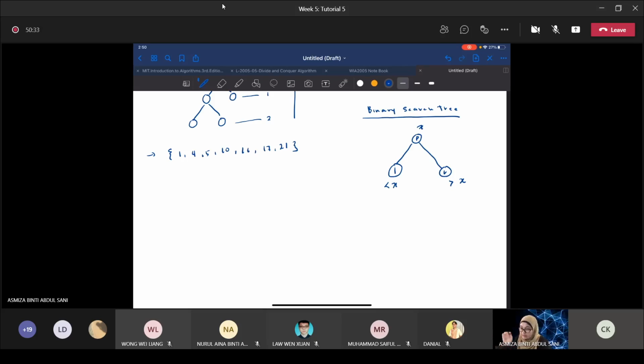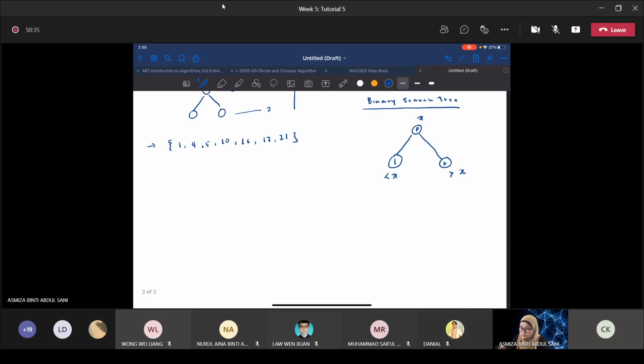Let's try and do the first one. Let's say we want a binary search tree of height 2. Perhaps we can do 10 as the root, and then we can put 4 here. This would be 1, this would be 5, this one we can have 17, we can have this one 16, and we can have this one 21.